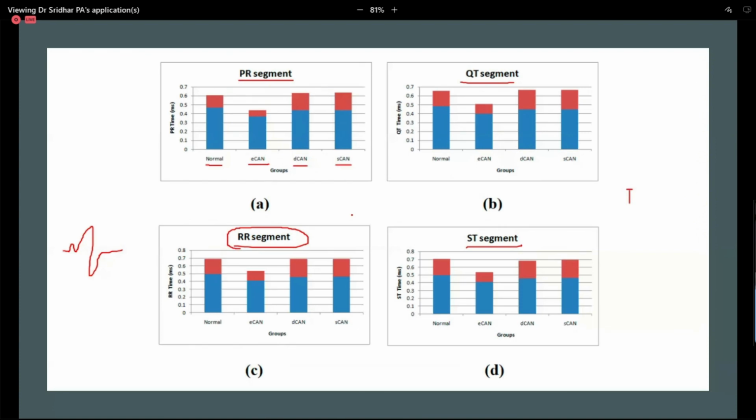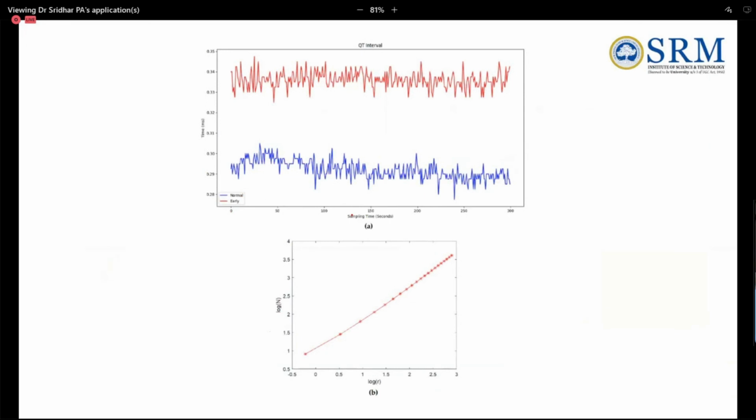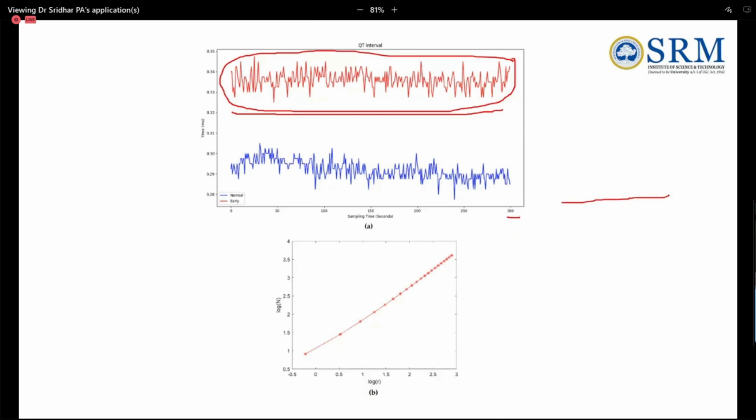So what we did is we tried to analyze the complete interval, because we recorded 30 minutes of data. This is a sample of 300 seconds of data we are showing. So this is the interval. We want to see how complex this particular waveform is. Complex in the sense of how frequently the change happens with respect to time, because this is recorded while asleep.